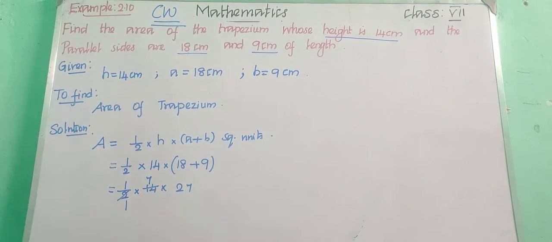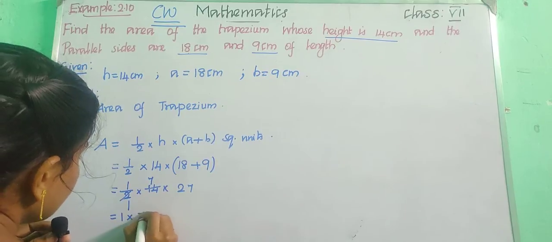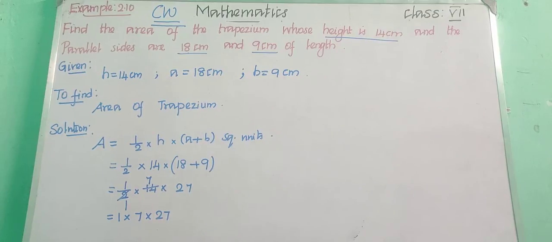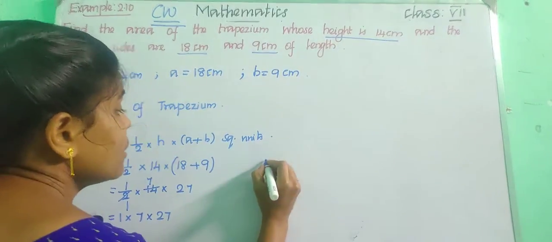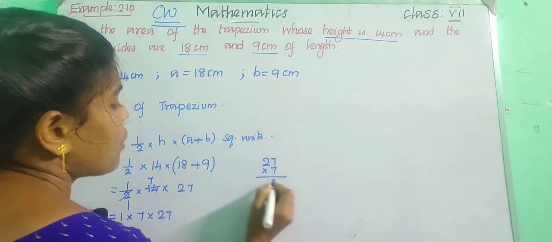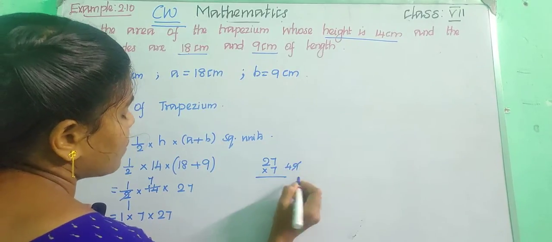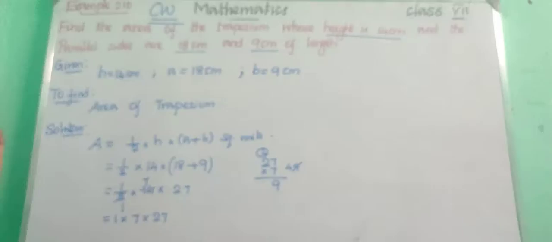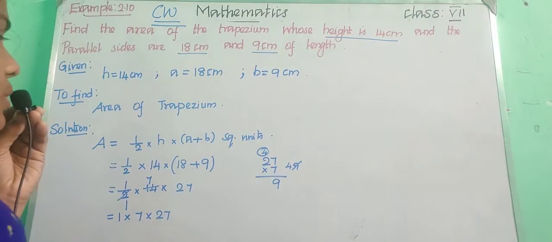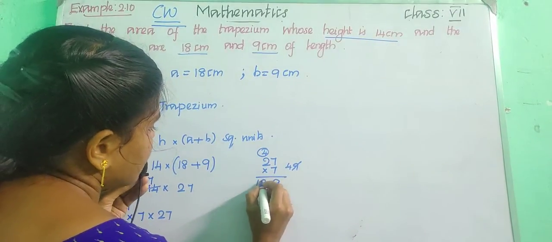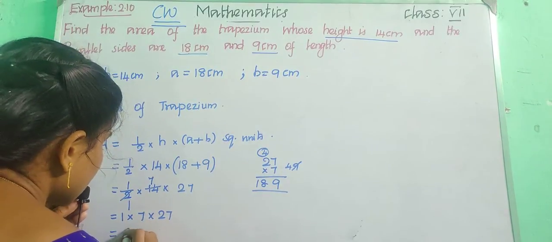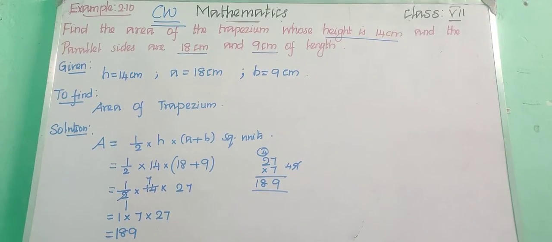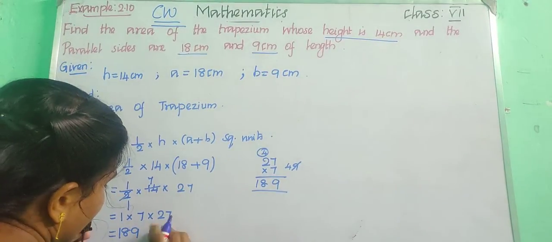Children, now what we are having here? 1 into 7 into 27. Now multiply 27 into 7. 7 7s are 49. So put 9 here and 4 as the carry. Now multiply 2 sevens are 14. 14 plus 4, 18. So what we got? 189.